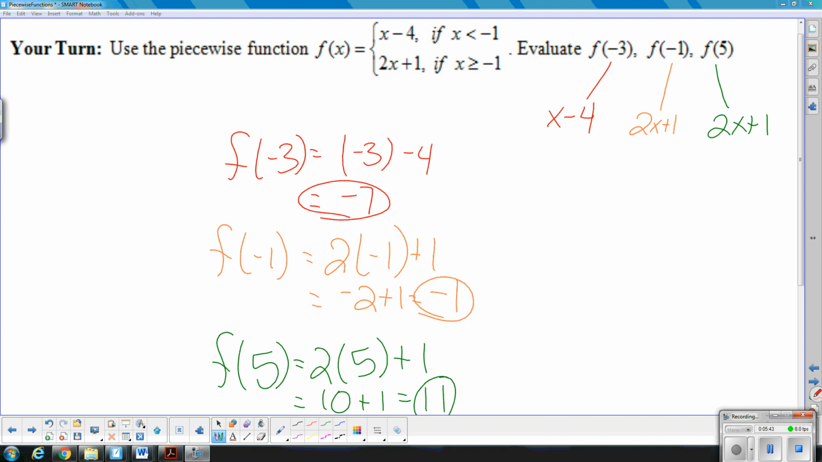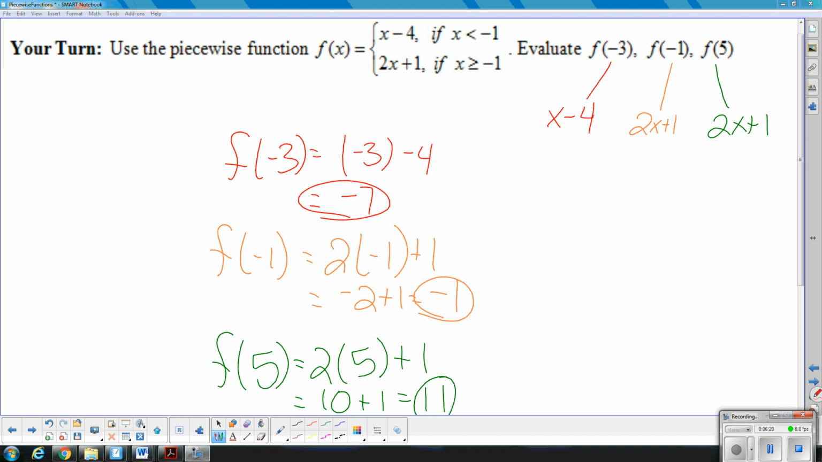Okay, here's the solution for this piecewise function evaluating f of -3, f of -1, and f of 5. When x is -3, -3 is less than -1, so we use x minus 4, and we substitute in -3 for x, and we get f of -3 equals -7. For the second one, f of -1, since -1 is greater than or equal to -1, we have to use the second function, 2x plus 1, and we substitute -1 in for x, and we get f of -1 equals -1.